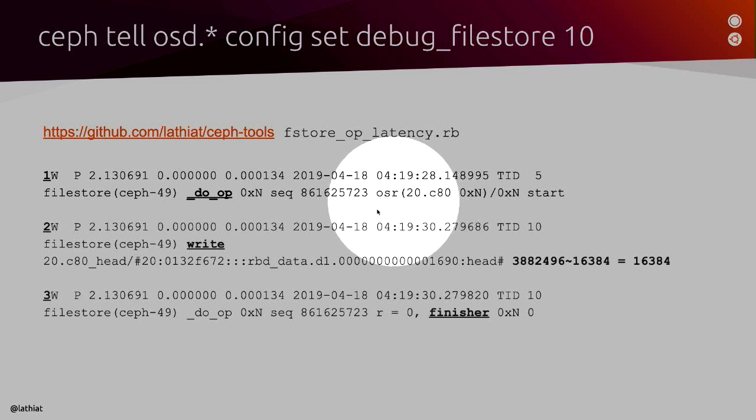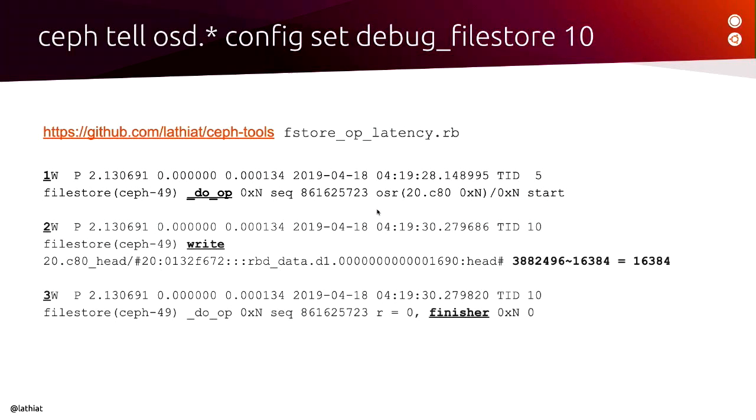But what I did do is I parsed those 2 timestamps, and I've printed in this first column, 2.13. It took 2.13 seconds to get from when it started to do the operation to when it actually finished sending that operation into the Linux kernel to be put onto the disk. And so this was clearly an outlier in terms of time taken.